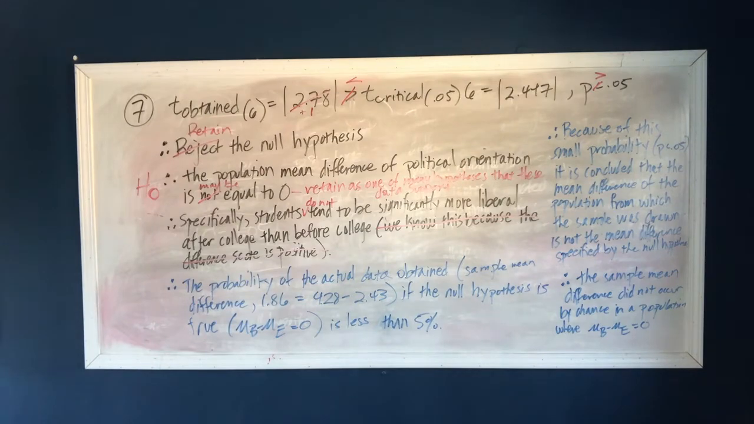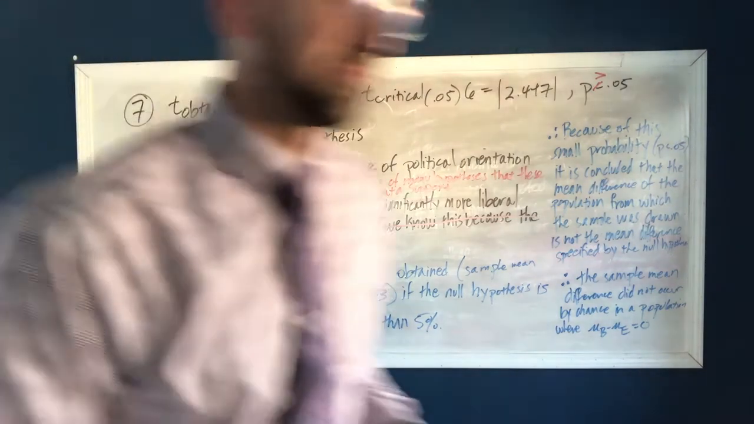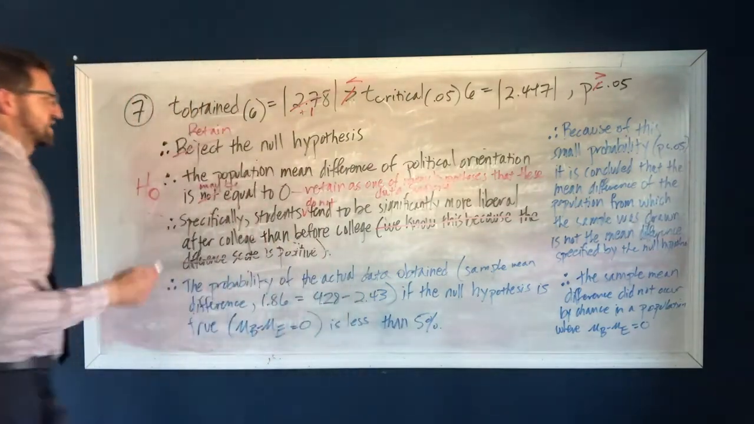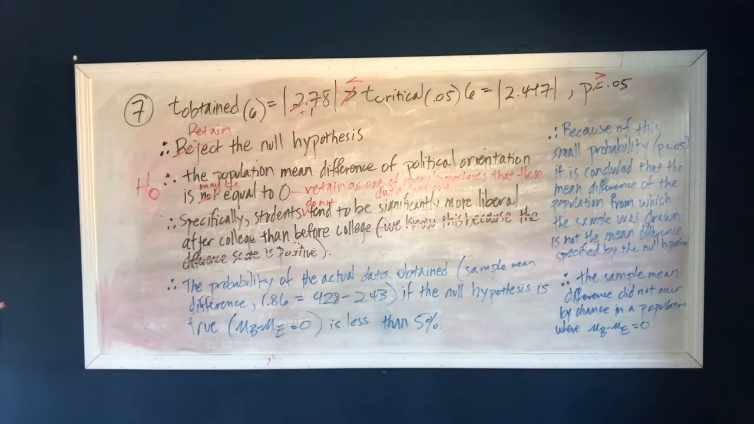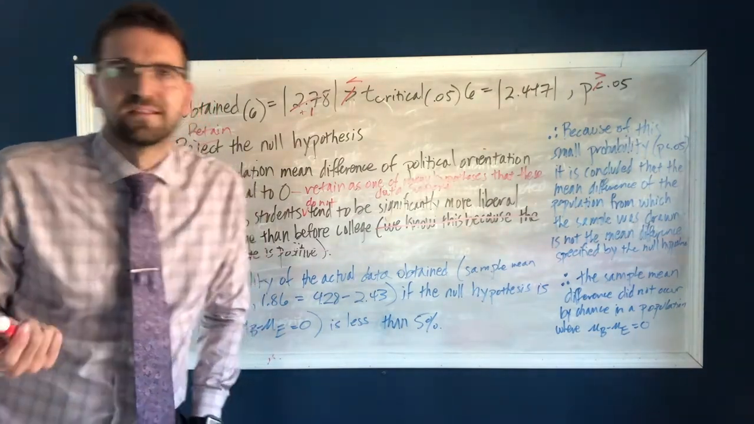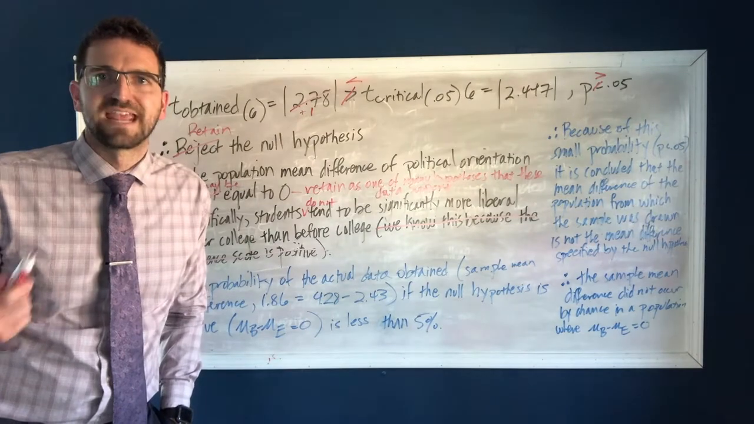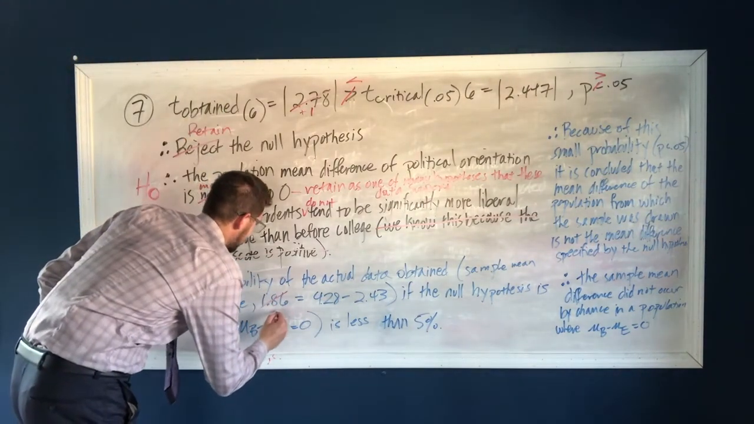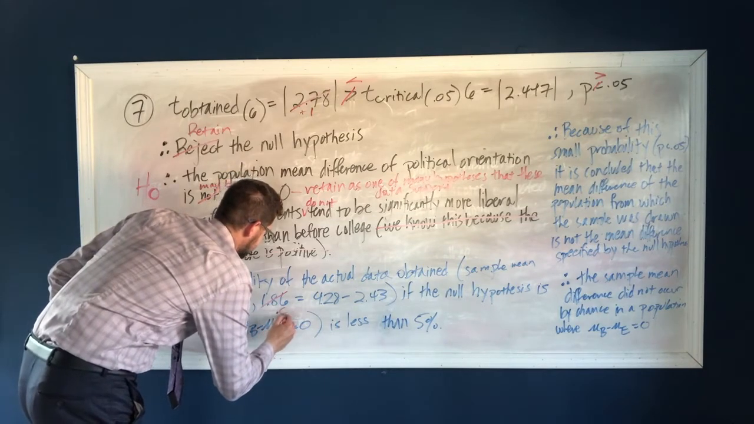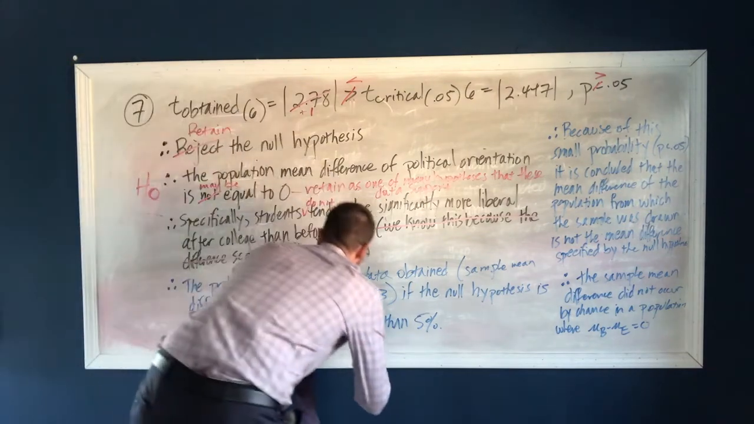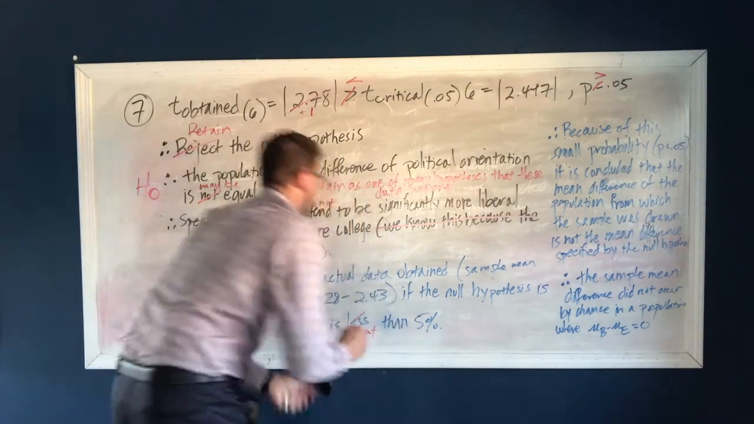Okay, so the probability, let me get another red pen. Let's see if that works a little better. Okay, so the probability of the actual data obtained, so getting the sample mean difference that we got. So obviously, this would change as well. If we retain the null hypothesis, this sample mean difference might be something like a 0.6. You see what I mean? Okay. If the null hypothesis is true, it would be greater than 0.05.